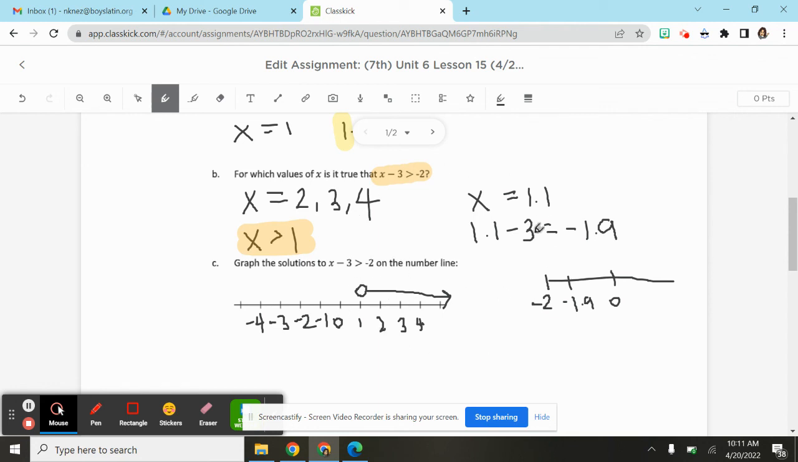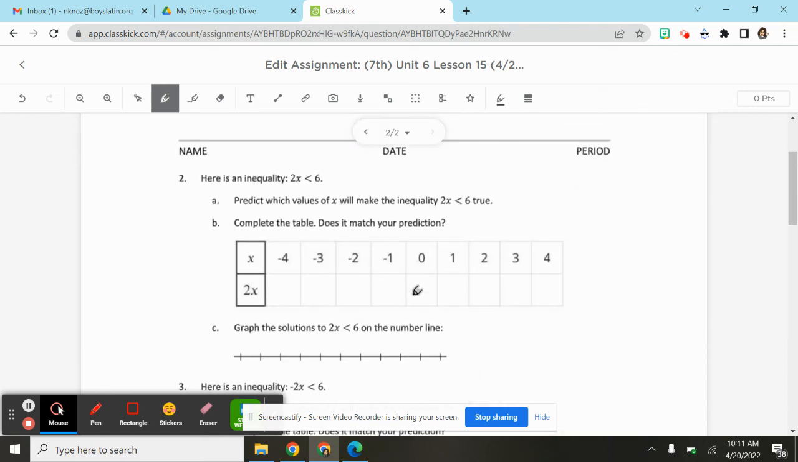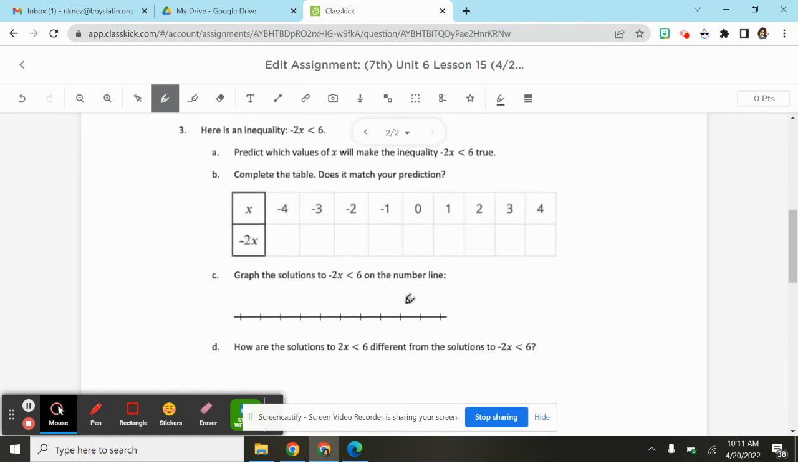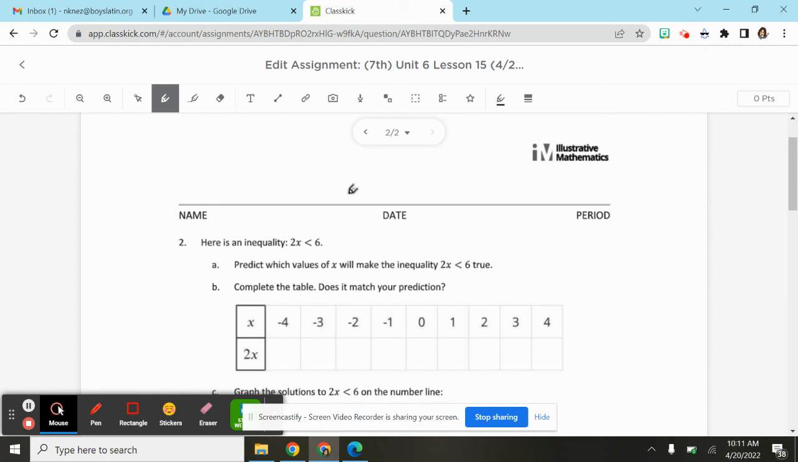This is the exact process that you should follow in questions 2 and 3, which repeat those same exact steps with slightly different expressions.